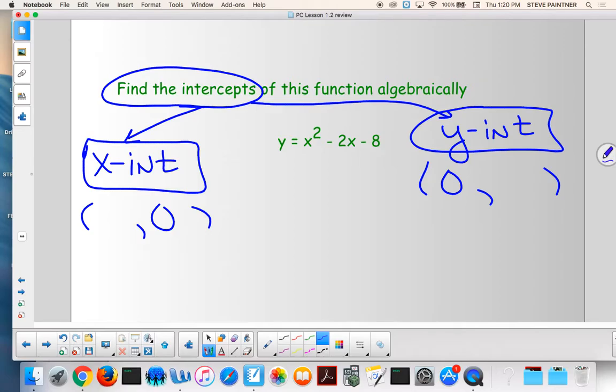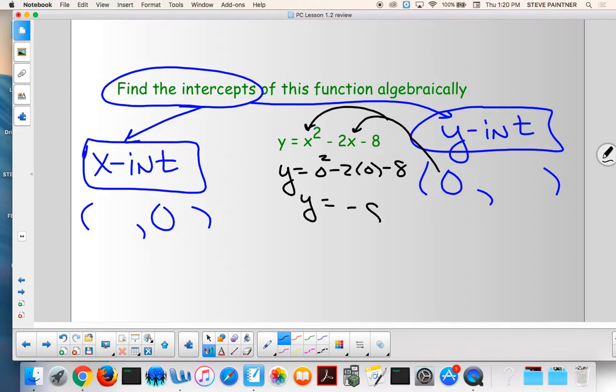I will tell you almost all the time, the easy one is the y-intercept. Watch how easy this is. You just put 0 where? In for x. y equals 0 squared minus 2 times 0 minus 8. Answer? Negative 8. Almost all of you had negative 8 when I walked by.